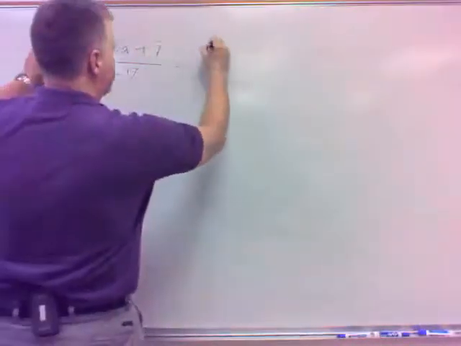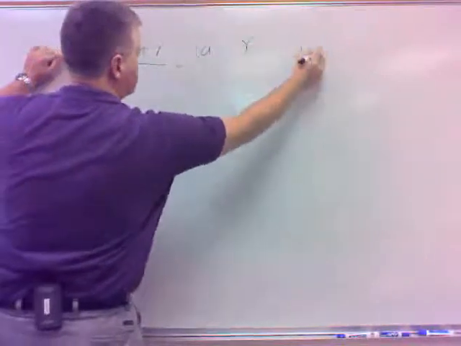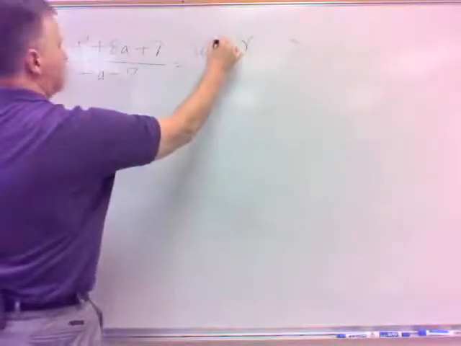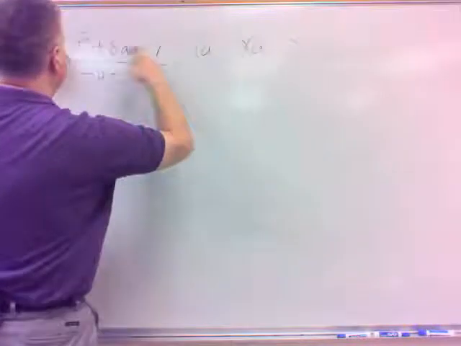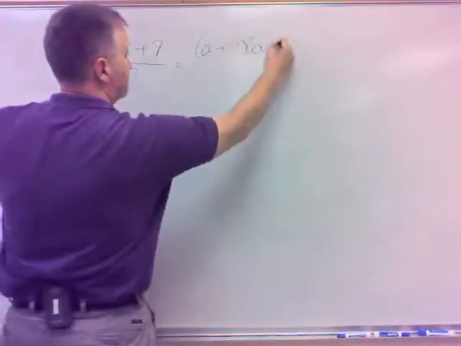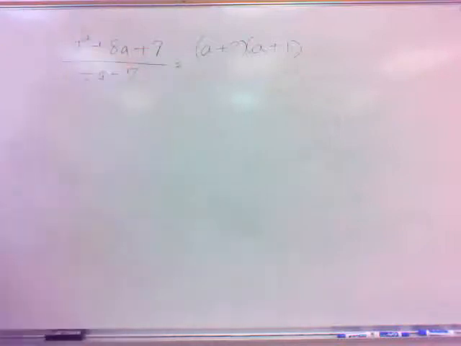Trinomial factors. I do believe a and a for a squared, 7 and 1 would work because it's 8 in the middle. Add those, you got 8. So that's the way that one factors.